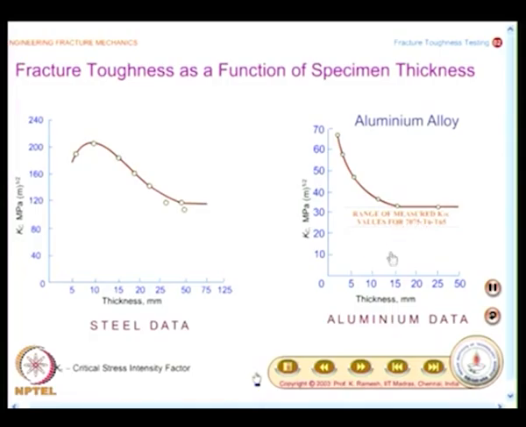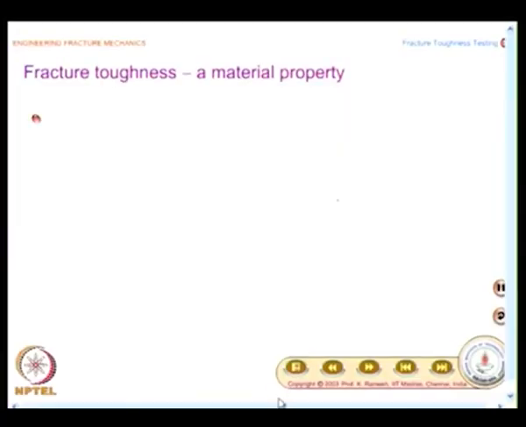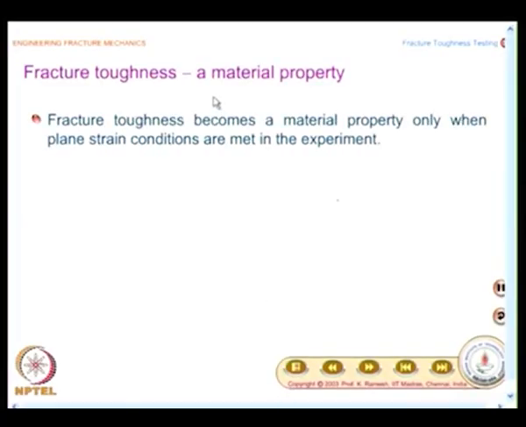This is one of the important issues. That means, if somebody comes up with a new material, a priori you will not know what is the minimum thickness that is necessary for conducting a plane strain fracture toughness test. You have to make a guesswork. We will see all that. That is why the test is more challenging than in the case of a simple tension test. And obviously, if it is not a material property, people would not invest so much money to evaluate fracture toughness.